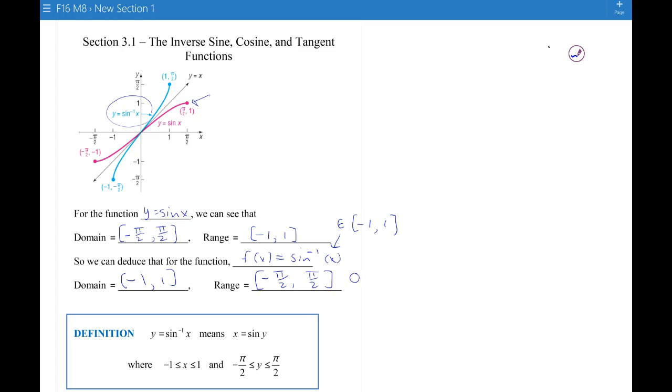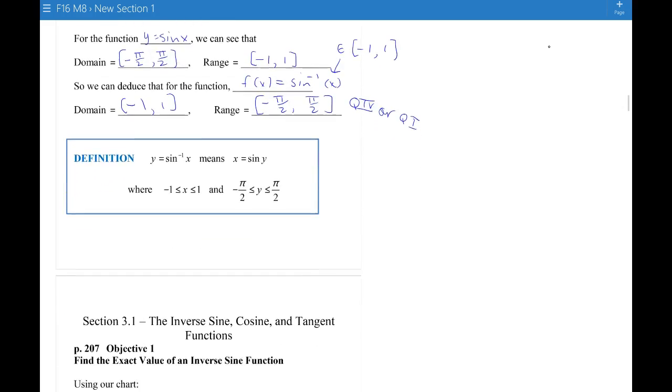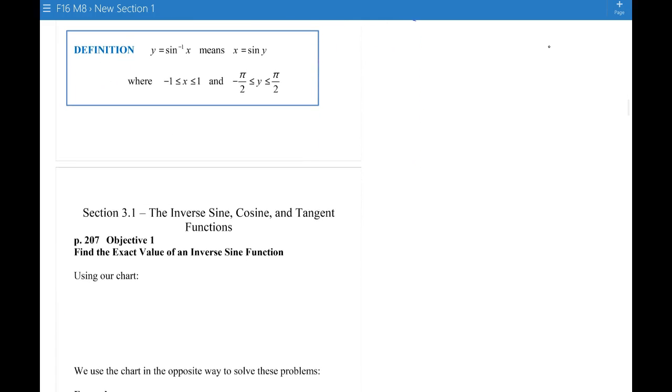And if you're thinking unit circle, then this is quadrant 4 or quadrant 1. And your answer will always come out in quadrant 4 or quadrant 1. So this blue box shows you the definition. It says y equals sine inverse of x means x equals the sine of y. So see how here y is an angle in this interval, and x is a number in this interval.